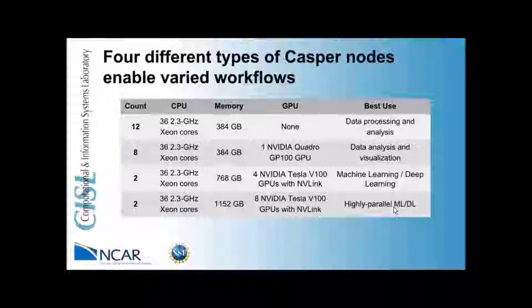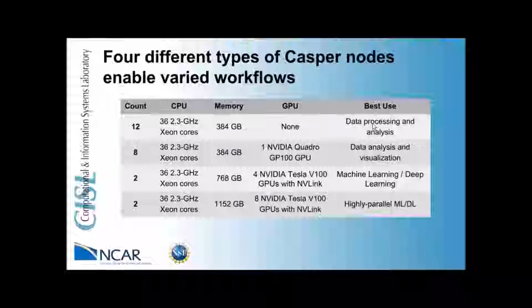As I said, there are 4 different types of Casper nodes, and this was designed to enable varied workflow. We've noticed that people do all sorts of different things on the data analysis machines, some of which use a lot of memory, some of which use GPUs, and some of which are just more standard data analysis workflows. So with that in mind, we have these 4 node types. There are 12 nodes that have no GPUs. They have 384 gigabytes of memory. All of the node types have two 2.3 gigahertz Xeon 18 core processors, 2 sockets.